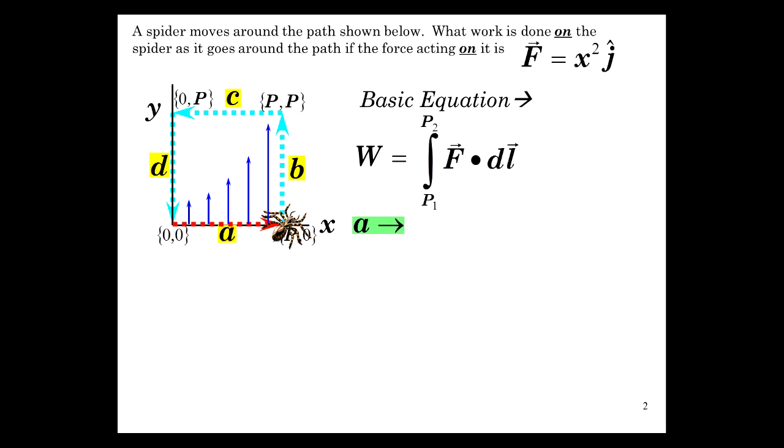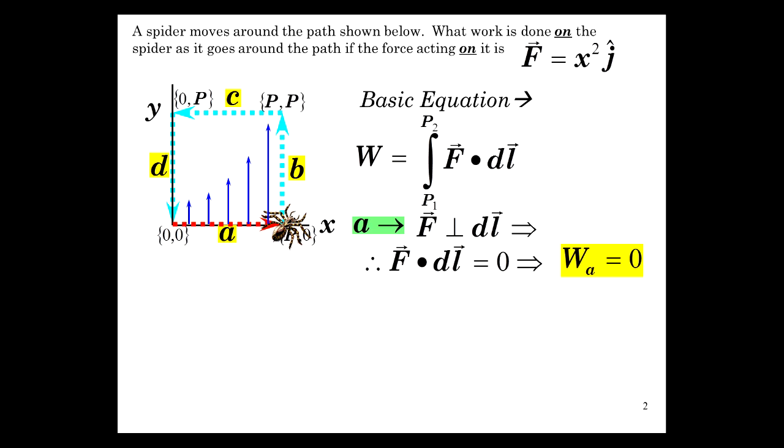So along path A, there is the spider moving along that path, making its spider sounds. And so the force is perpendicular to dl. Well, if the force everywhere is perpendicular to the displacement, you know what that means for the dot product, don't you? That's right. F dot dl is 0. No work along path A. So let's do path B.